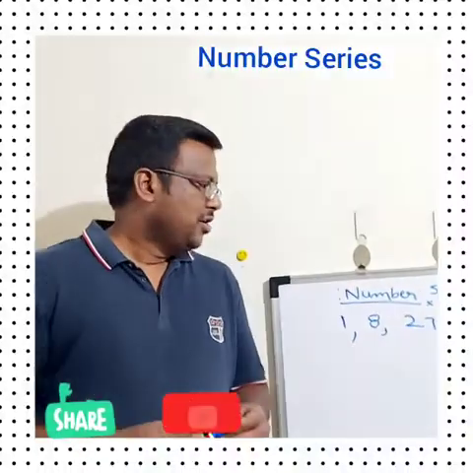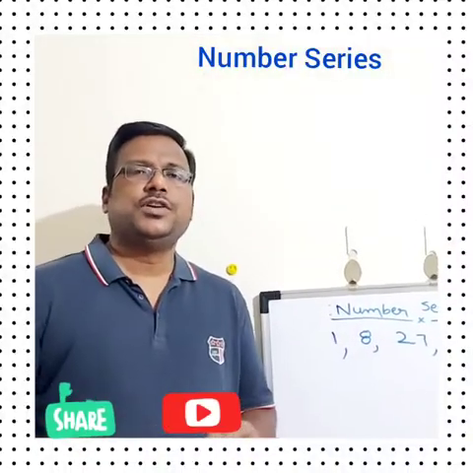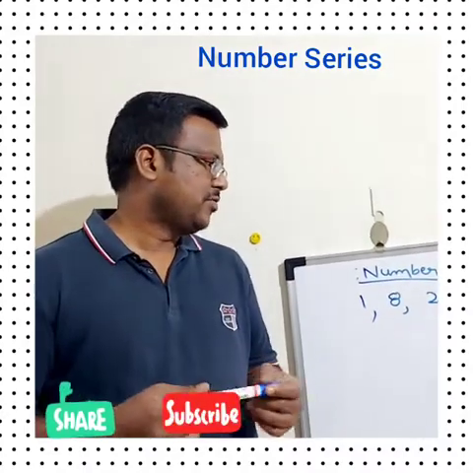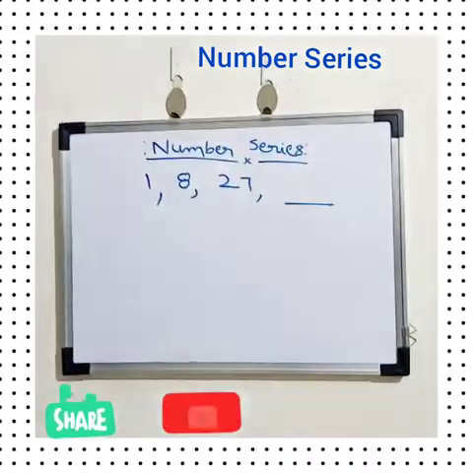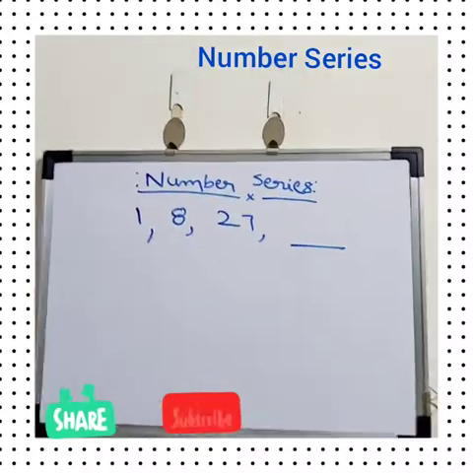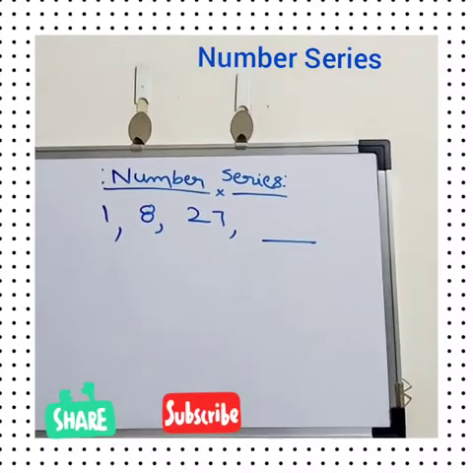Hi all. Now we'll discuss some more problems which are related to number series. This is something of a variation from the previous problems. The first problem is 1, 8, 27. Here I'll explain the logic of how it will work.